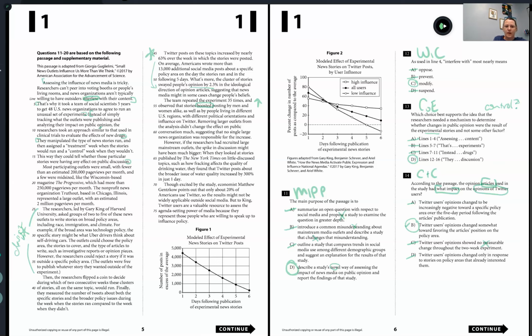The researchers, led by King, asked groups of 2 to 5 of these news outlets to write stories on broad policy. For example, if the broad area was technological policy, the specific story might be Uber drivers and self-driving cars. The outlets could choose the policy area, the stories to cover, and the type of articles, such as investigative reports or opinion pieces. And then the researchers could reject a story if it was outside the specific policy area. The outlets were free to publish whatever story they wanted outside the experiment. So they could still post those stories.